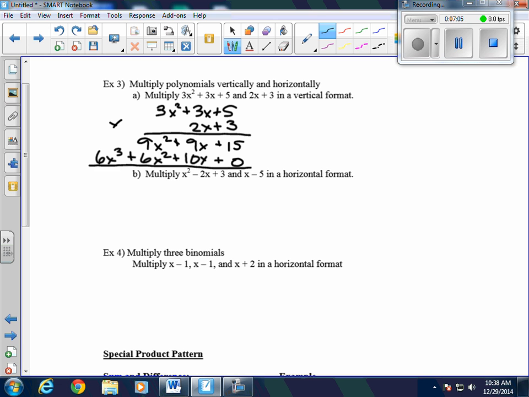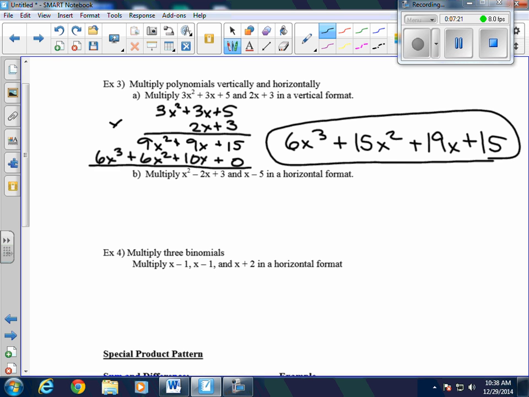I ran out of space there, so I'm just going to write it over the other side. So it's going to be 6x cubed plus 15x squared. We're just adding up the columns, plus 19x plus 15. Okay, and obviously this would go down here underneath that. So that's using the vertical format.